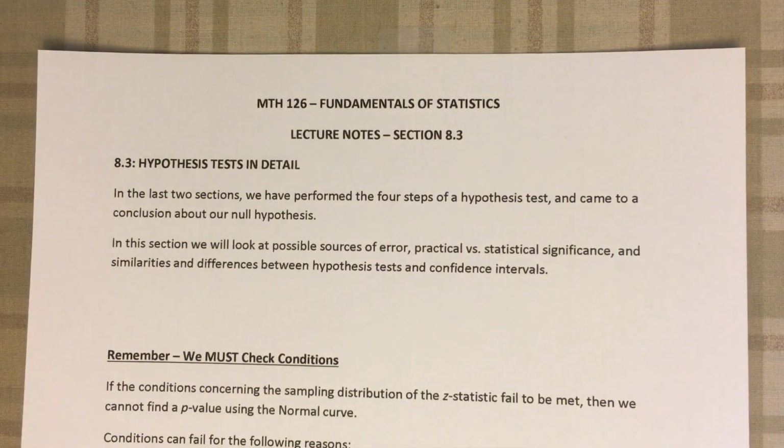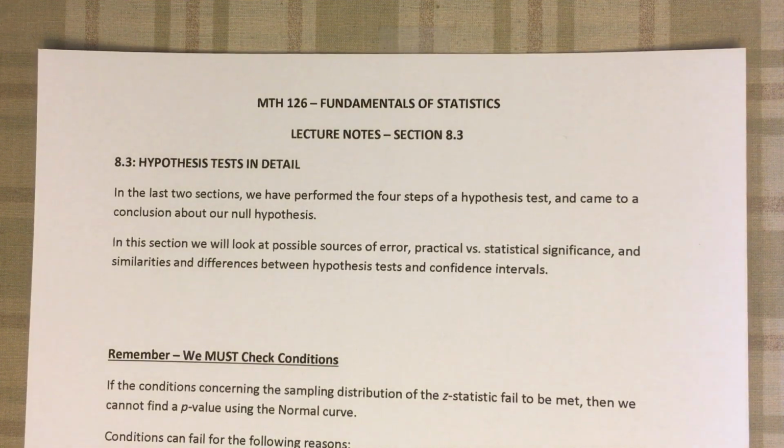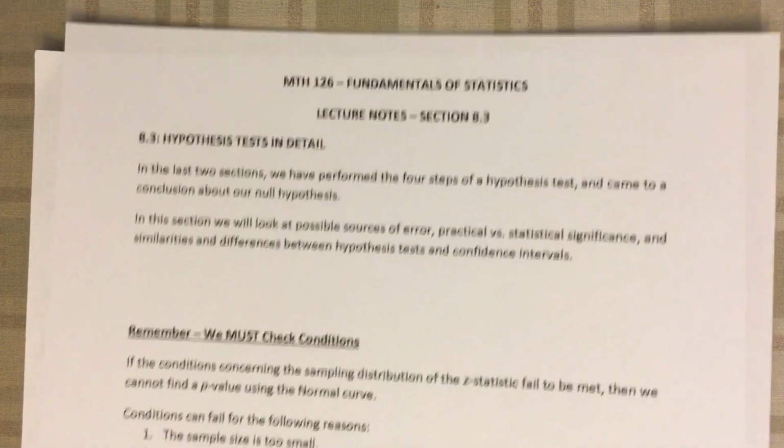Today we're going to talk in a little more detail about our hypothesis testing process, and then also compare our hypothesis testing process to our confidence intervals that we found back in section 7.4. In the last two sections, we performed the 4 steps of a hypothesis test and came to a conclusion about our null hypothesis. In this section, we're going to look at possible sources of error, the definitions of practical versus statistical significance, and similarities and differences between our hypothesis tests and confidence intervals.